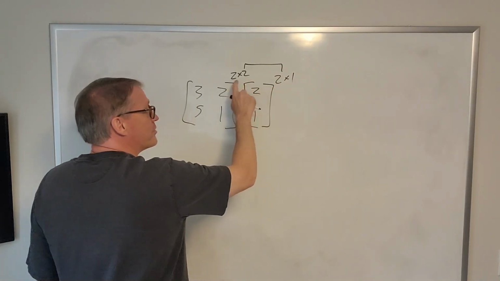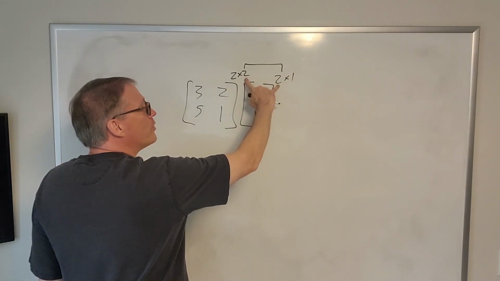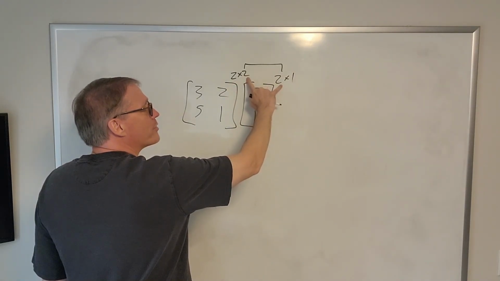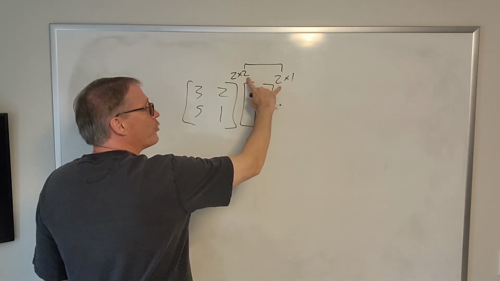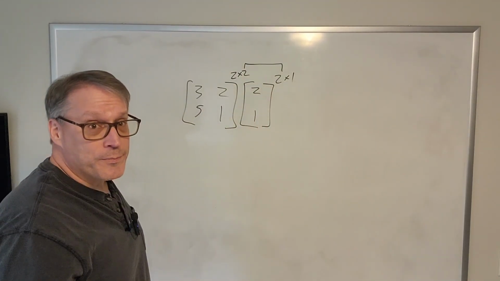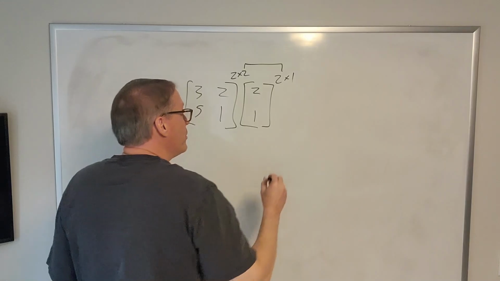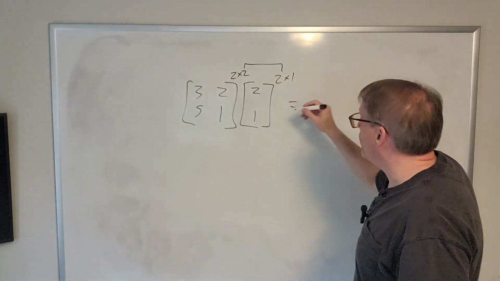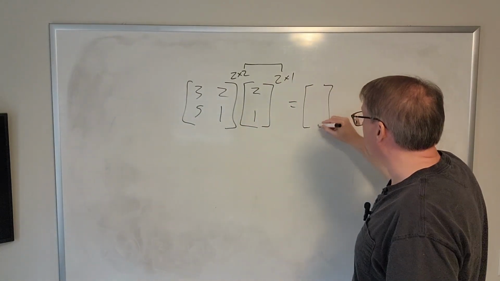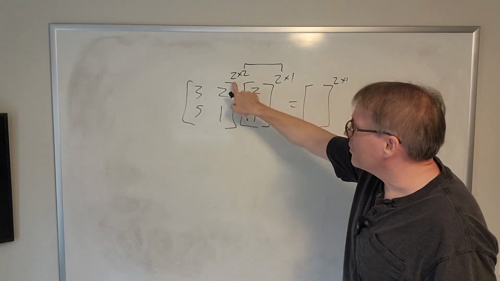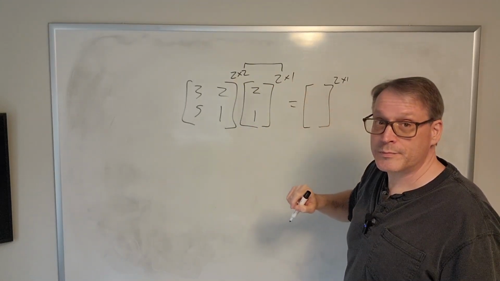Those two inside numbers, this representing the columns, this representing the rows of the next one, columns of the first one, rows of the second one, they have to be the same number. The resulting matrix would be a 2 by 1 matrix. It would look like that in this case. The outside numbers, 2 and 1.